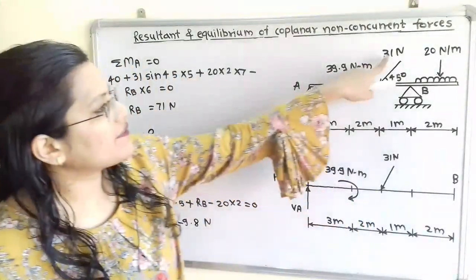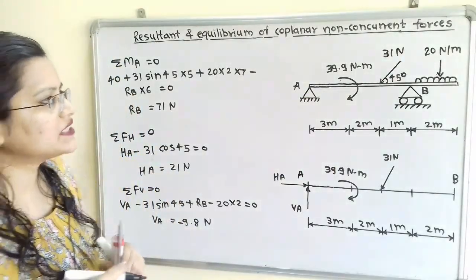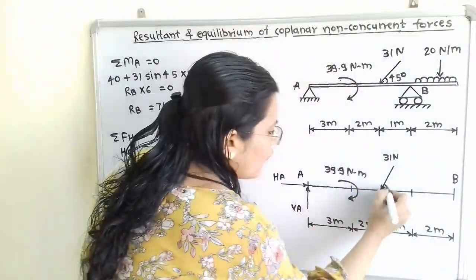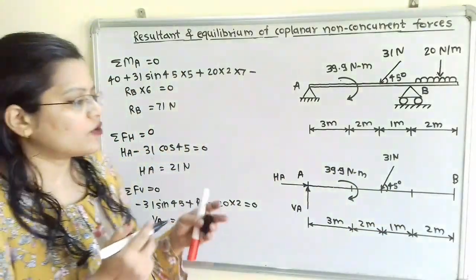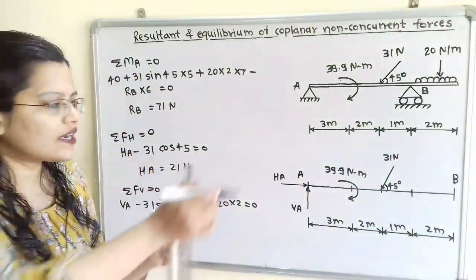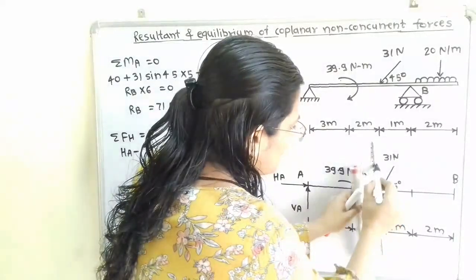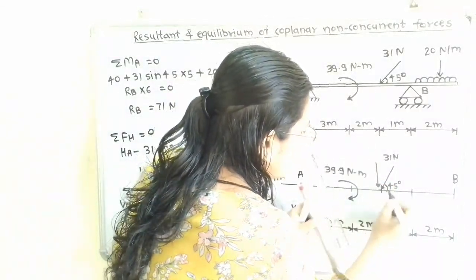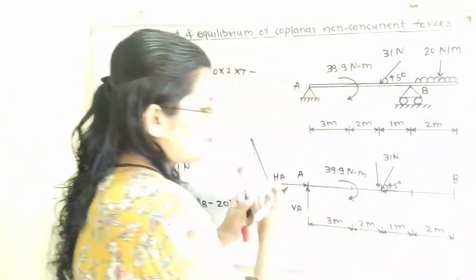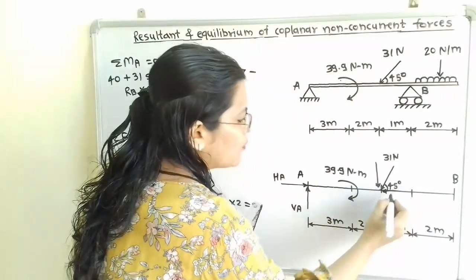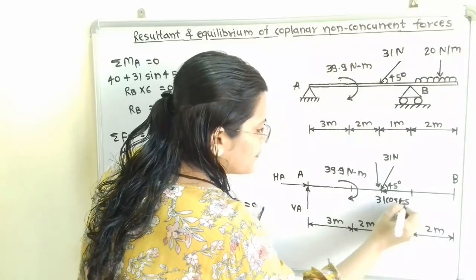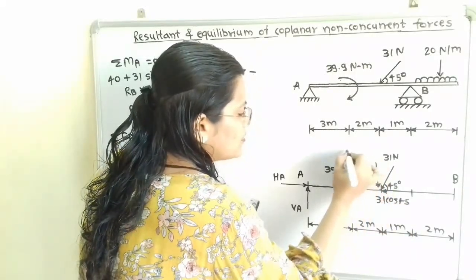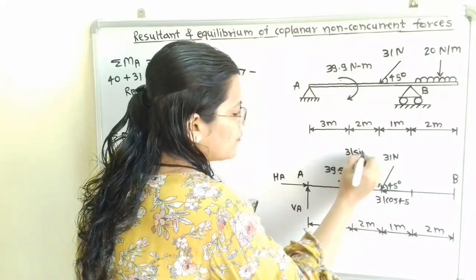Next, a 31 Newton force is given, which is inclined at an angle of 45 degrees. Now we will resolve this force into two components, horizontal component and vertical component. So here is the vertical component and here is the horizontal component. For the horizontal component we will show 31 cos 45 and for the vertical component 31 sin 45.